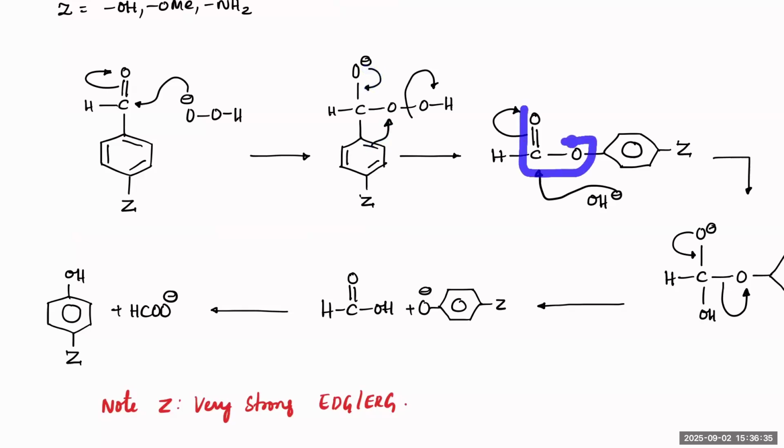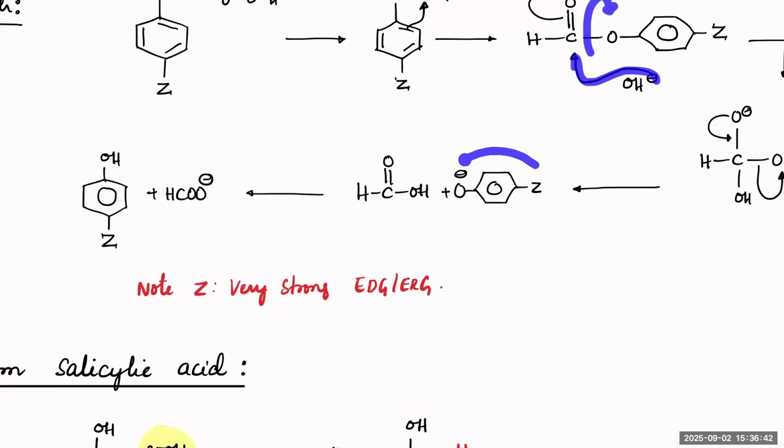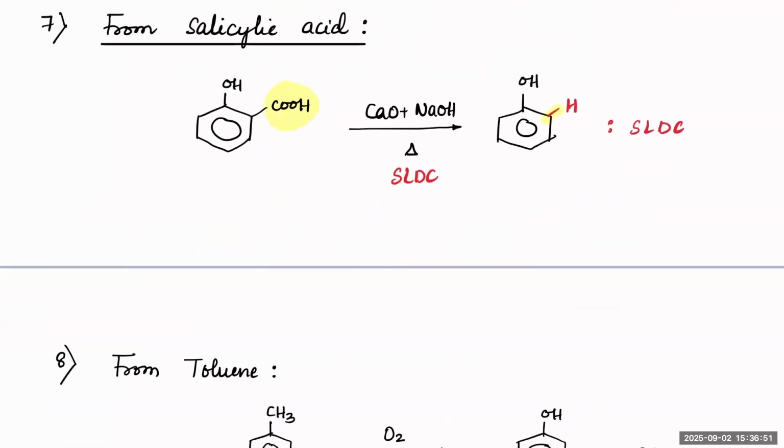So first you will get an ester intermediate. And after that, OH minus will attack, this bond will break. Eventually, you will get this form into phenol. The other part will become acid. Next.